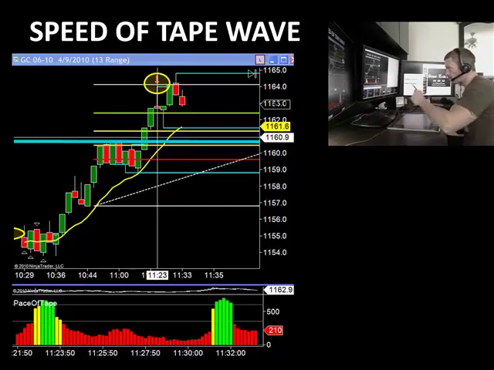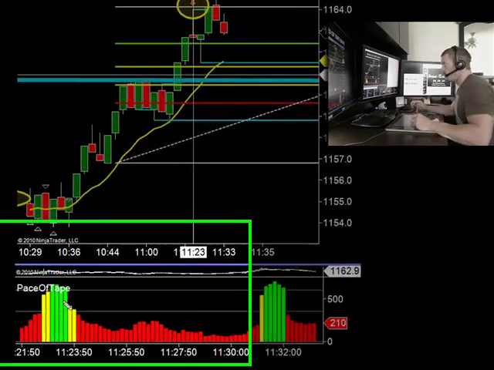I wanted to really make sure I pointed this out for you guys because this is a great example about speed. Now when it comes to the speed of the wave, the speed of the tape using the wave indicator, remember there are going to be a couple of different sections of the move. First of all, look at the bottom of the chart here: pace of tape.